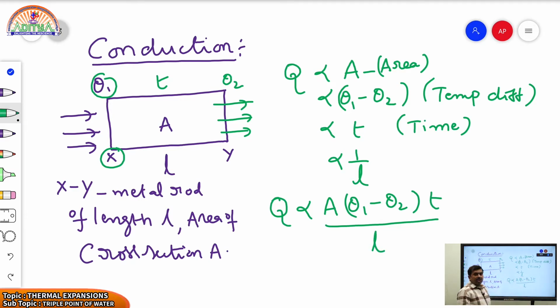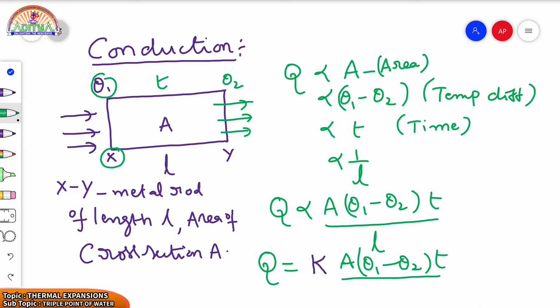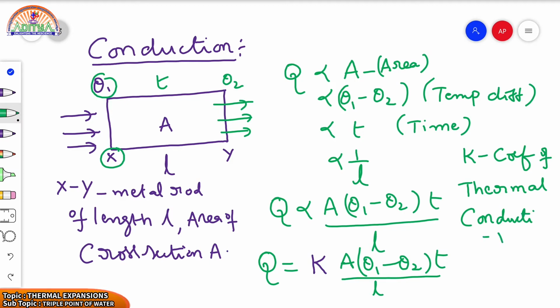To remove this proportionality, I will take a constant. So look, Q is equal to a constant K into A into theta 1 minus theta 2 into T divided by L. What does this K refer to? This K is called the coefficient of thermal conductivity. Thermal conductivity.